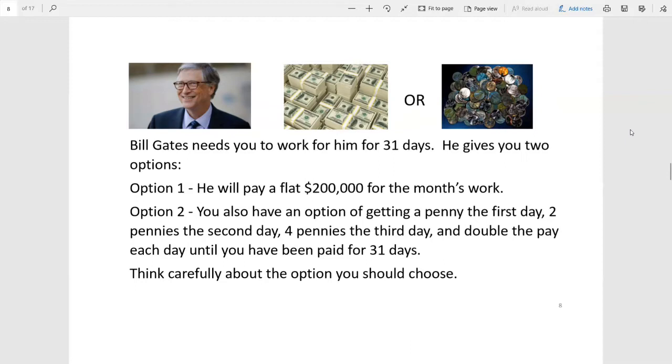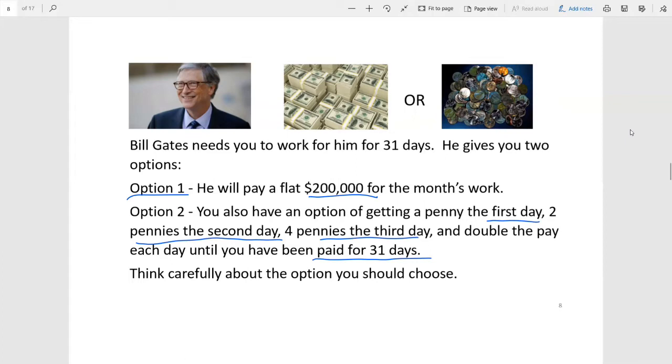And Bill Gates needs you to work for him for 31 days, and he's going to give you two options. Option one, he'll pay you a flat $200,000 for the month's work. Option two, you get a penny for the first day, 2 pennies the second day, 4 pennies the third day, and then double the pay each day until you have been paid for 31 days. Think carefully about the option you should choose.